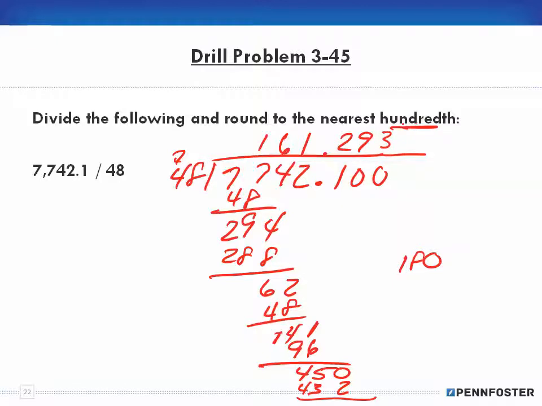But since I only need to round to the nearest hundredth, I don't really need to figure it out, just as long as I know it's not 5. 5 times 40 is 200, or 5 times 50 is 250, so I know it can't be 5. It has to be less, so it really doesn't matter what this actual number is because I'm only rounding to the hundredth, and so I'm going to round to 161.29. That's my answer.